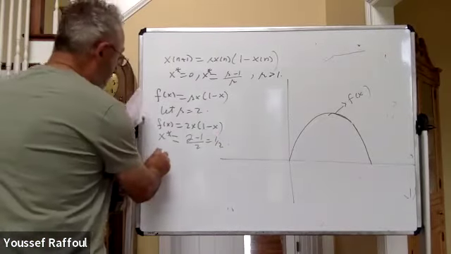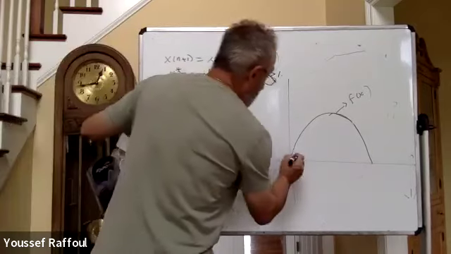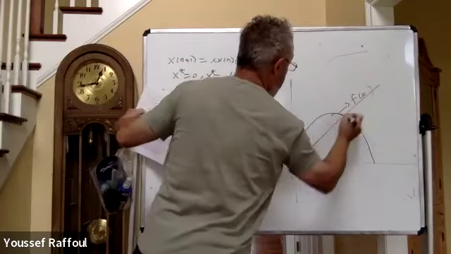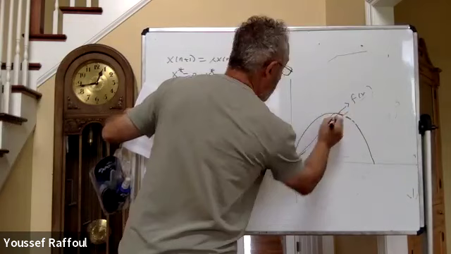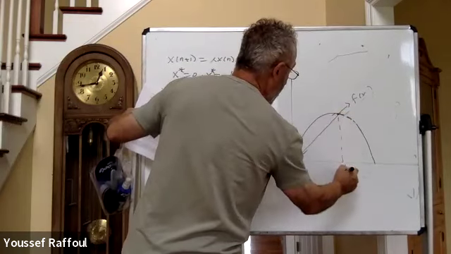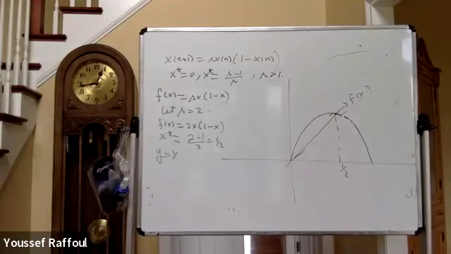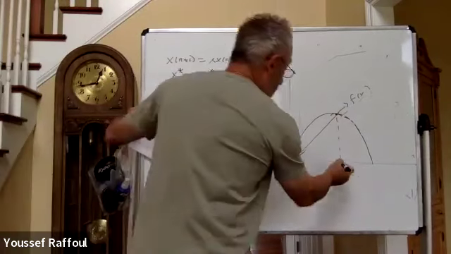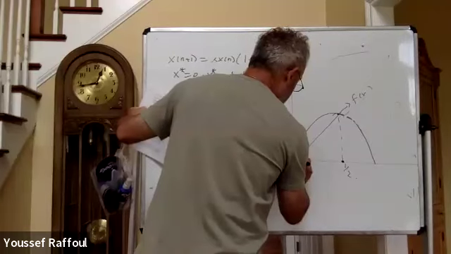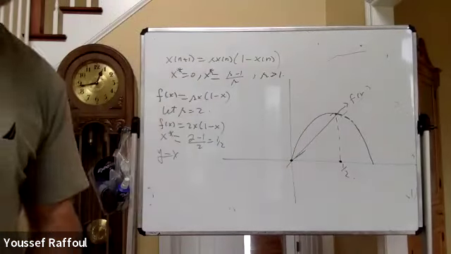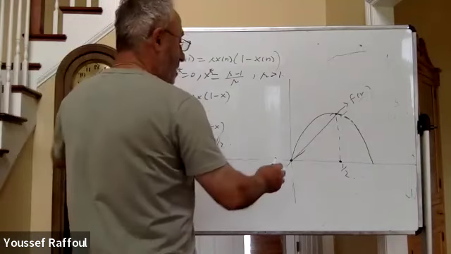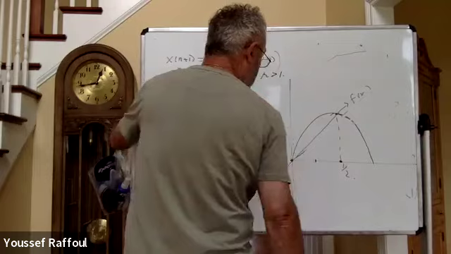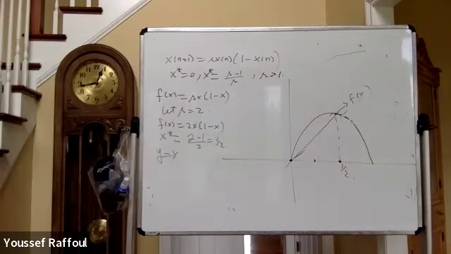And now let's take y equal to x. So they're going to intersect here at 1/2. Okay? So what do we know? We know this and we know this. These are two equilibrium solutions. All right. Now, let us start to the left of 1/2.